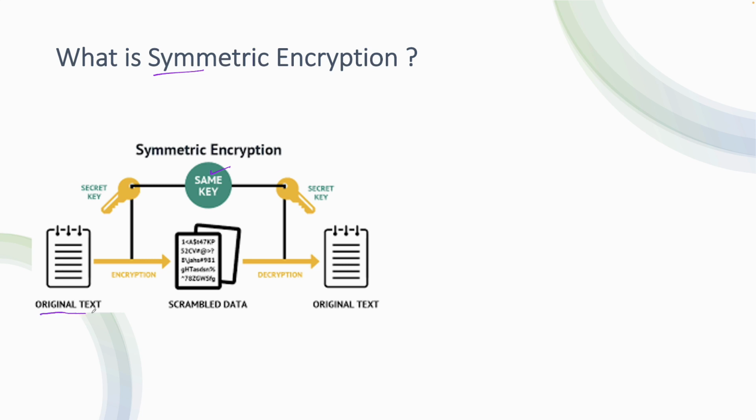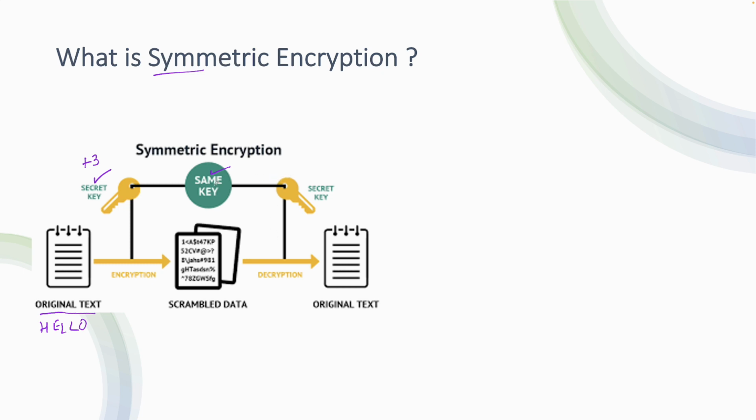Let's say you have an original text, which was, let's say, hello, and you need to send this to your receiver. You need to encrypt this using a key. You use an algorithm and a key, and let's say that key, taking an example of Caesar cipher, was +3. So you use the key and you get scrambled data or garbled characters. Now the receiver gets it as a ciphertext.